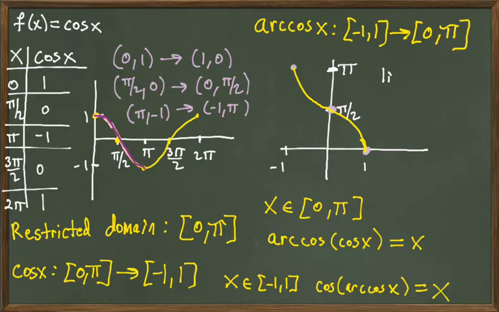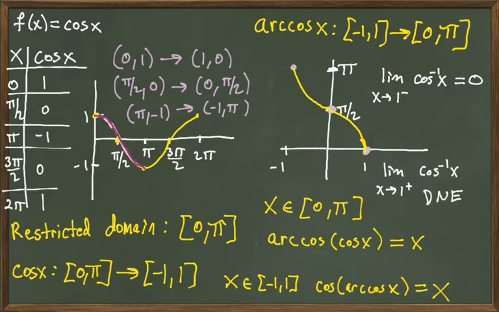We can also ask and answer questions about limits. So if we approach 1 from the negative side of the inverse cosine, that is going to be 0, but we cannot approach 1 from the positive side. That's outside the domain, so we say that that does not exist.